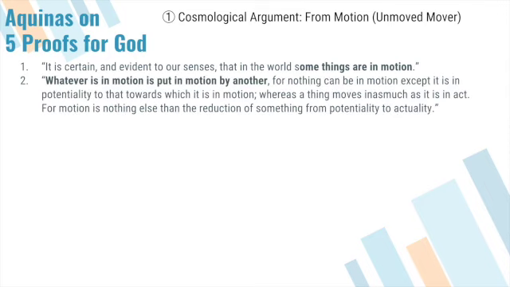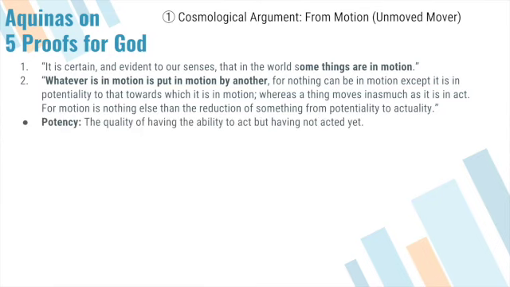2, whatever is in motion is put in motion by another. For nothing can be in motion except it is in potentiality to that towards which it is in motion, whereas a thing moves inasmuch as it is in act. For motion is nothing else than the reduction of something from potentiality to actuality.